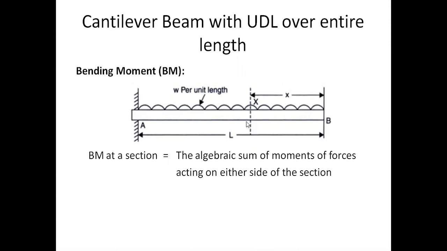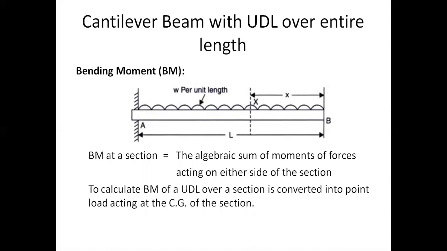For example, if you take a section here, there are two portions, the right hand side and the left hand side. On the right hand side, if we consider, we have to find the algebraic sum of the moments of forces. That means whatever forces are there here, the total moments that these forces make about this point is called the algebraic sum. That means the net moment acting on either side, either the right side or the left side. So that is called the bending moment at any section.